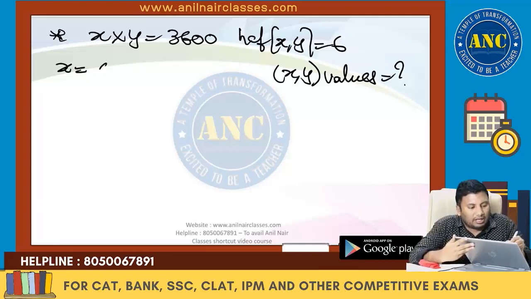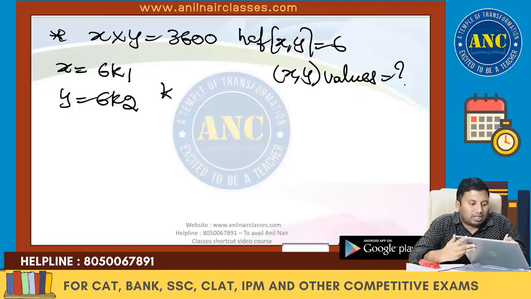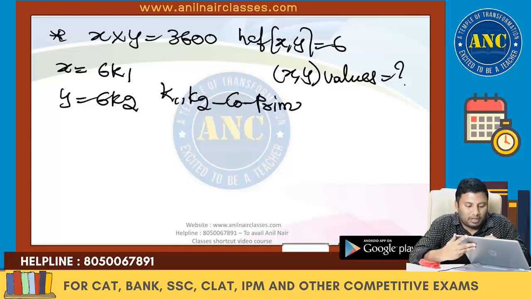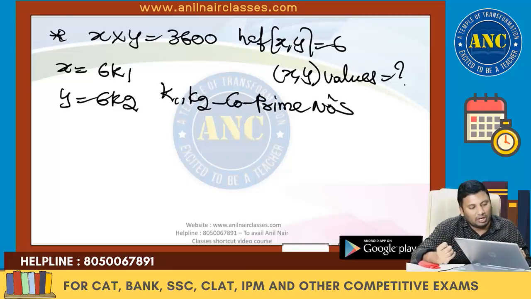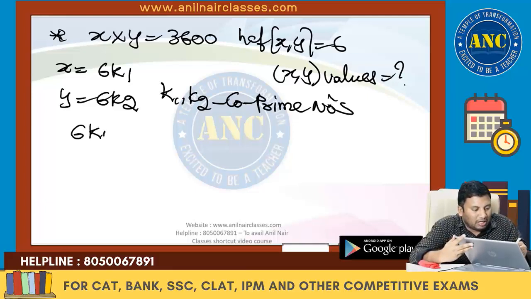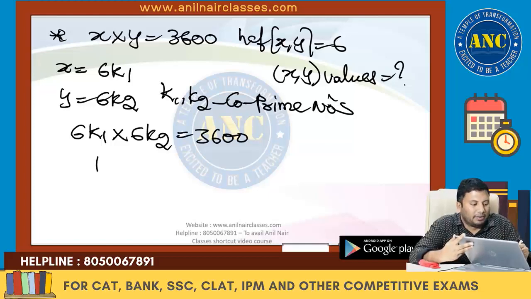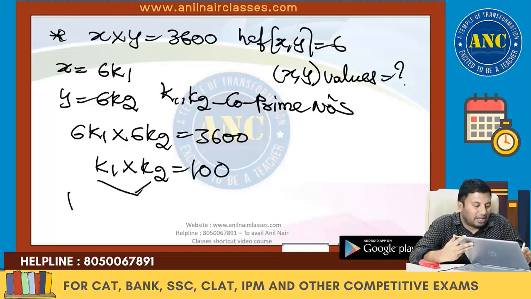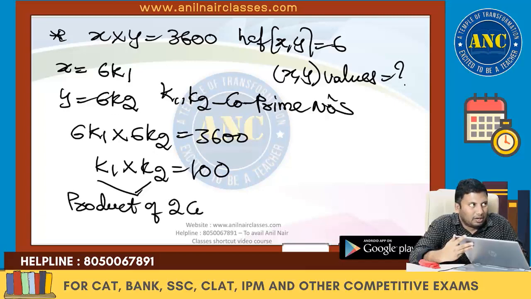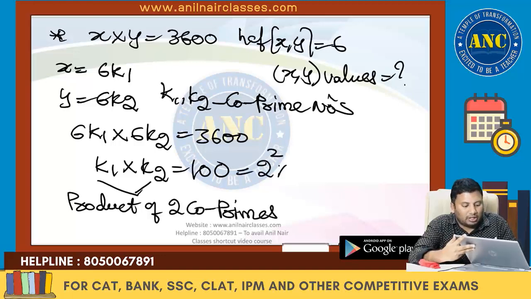x is nothing but 6k1, y is nothing but 6k2. What are k1 and k2? k1 and k2 are co-prime numbers. So, 6k1 into 6k2 is 3600, and k1 into k2 is 100. k1 and k2 are a product of two co-primes. Product of two co-primes is 2 square into 5 square.